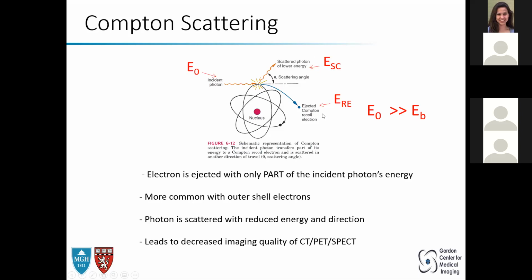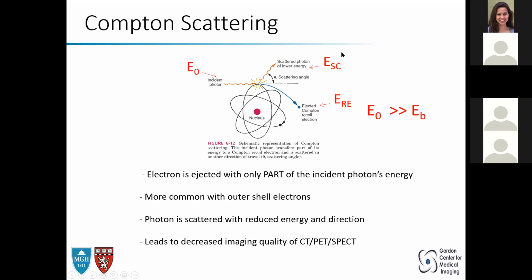Now, this is much more common with outer shell electrons, because since they require much less energy to interact with, it's more likely that the photon is going to interact and not lose all of its energy. And when this photon is scattered, it's scattered with a reduced energy and a new direction. And so this is pretty problematic.